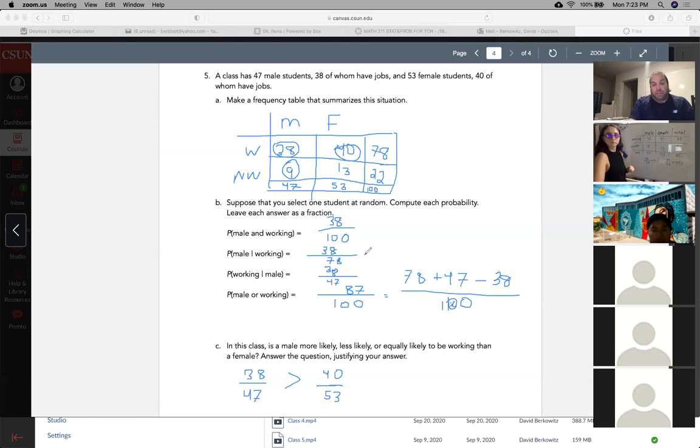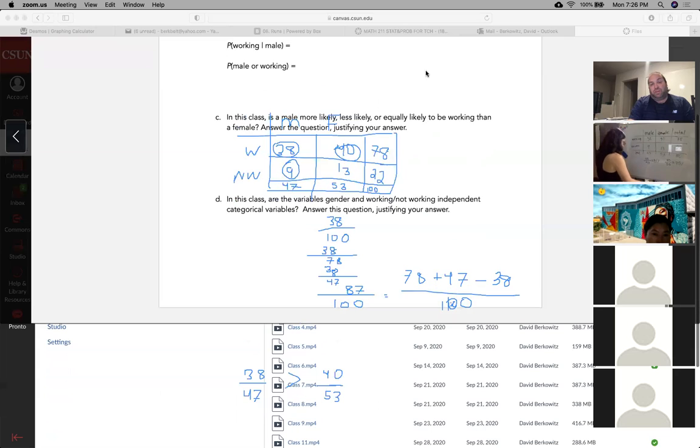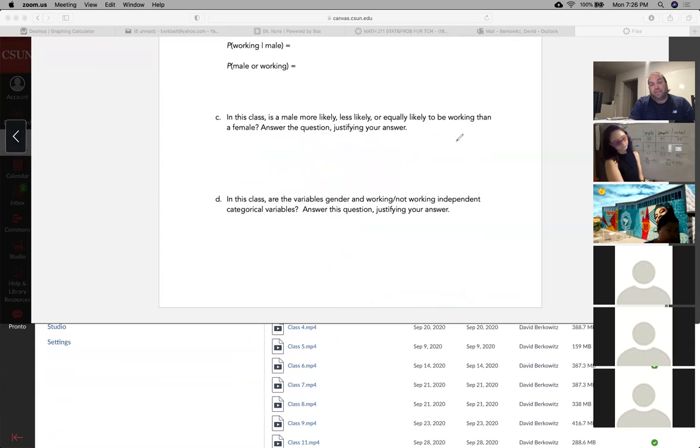Okay, anyways. So then we go to the last one, which is 4D. It says, in this class, are the variables gender and working or not working independent categorical variables? Answer this question, justifying it.